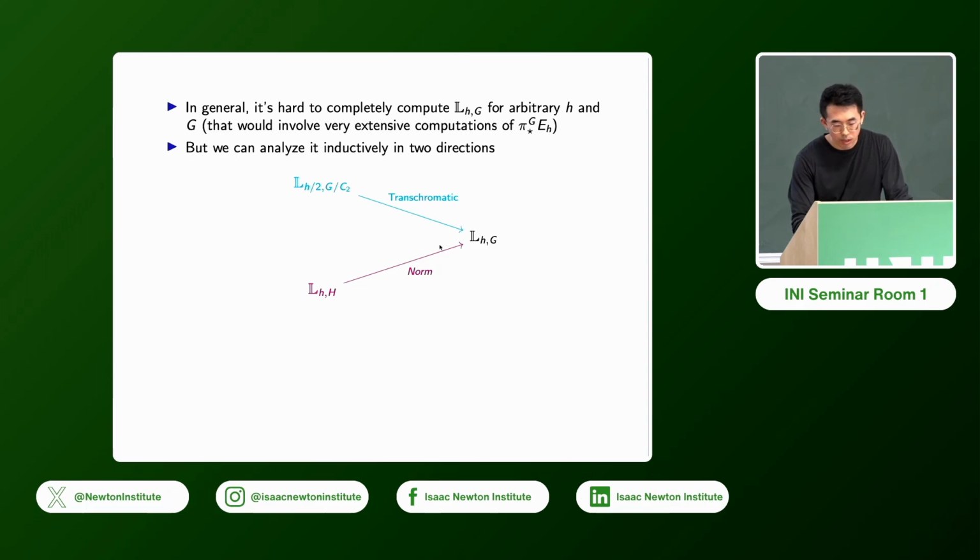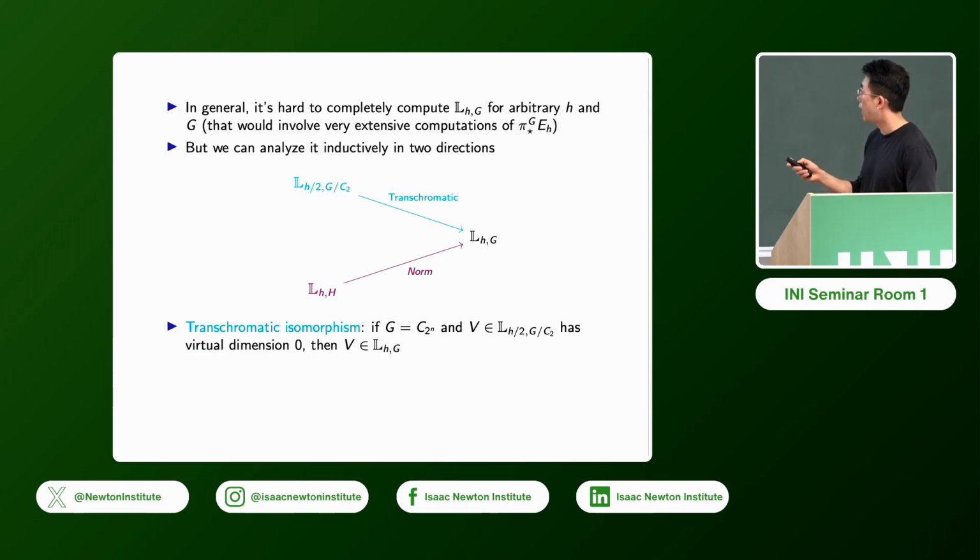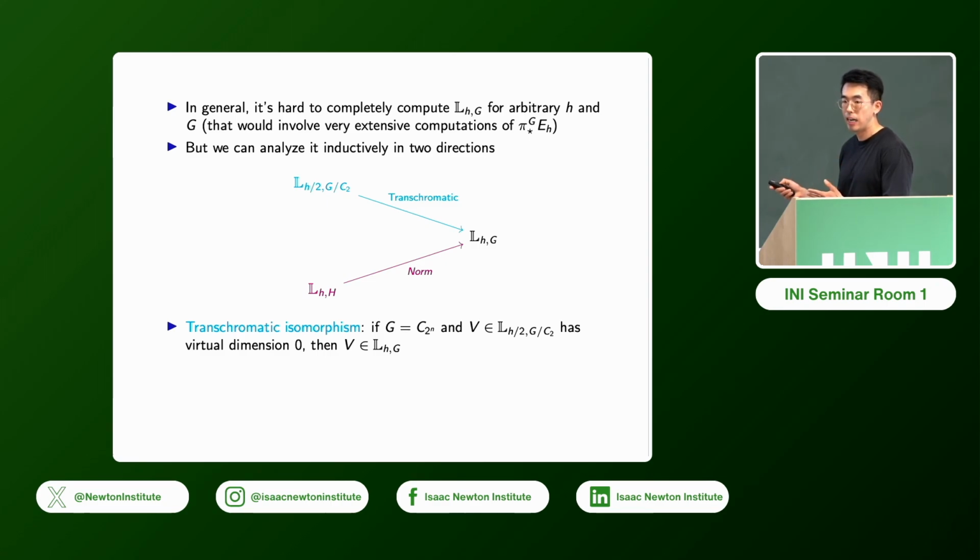So I have this diagram here. On the right, this L_H^G is what I want to analyze. And I have two directions. One I labeled transchromatic, the other one I labeled norm. So what does the transchromatic do? It's a consequence of the transchromatic isomorphism. If my group is C_{2^n}, then if I have a periodicity in this smaller lattice that's a virtual dimension 0, then that has to be a periodicity for this bigger lattice. What's this smaller lattice? This smaller lattice is L_{H/2}^{G/C2}. This is when I have half the height and half the group. So once I know some periodicities here, there will automatically be periodicities here by the transchromatic isomorphism.